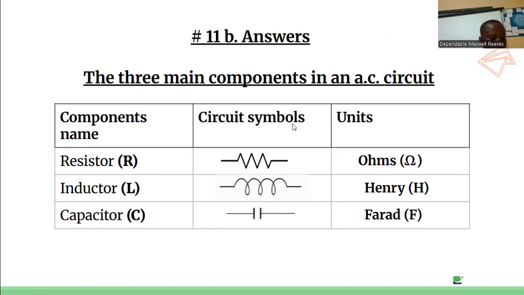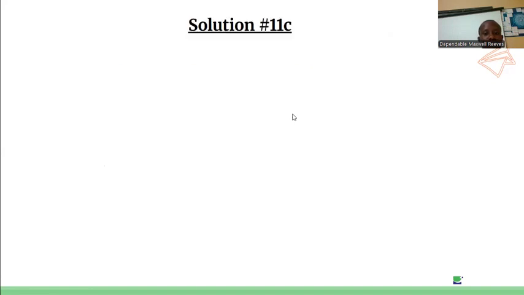So let us move to our next question, that is question 11c. For question 11c, we were asked to solve a problem on converting a galvanometer to that of a voltmeter.